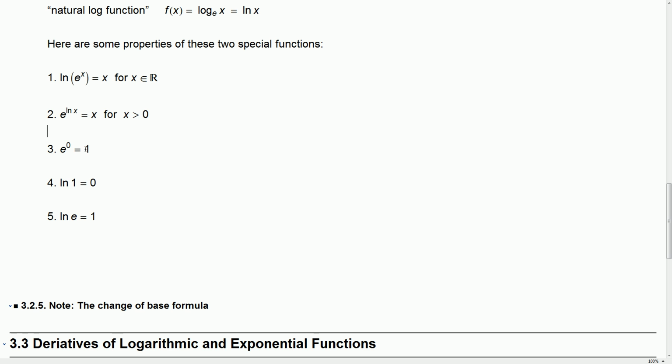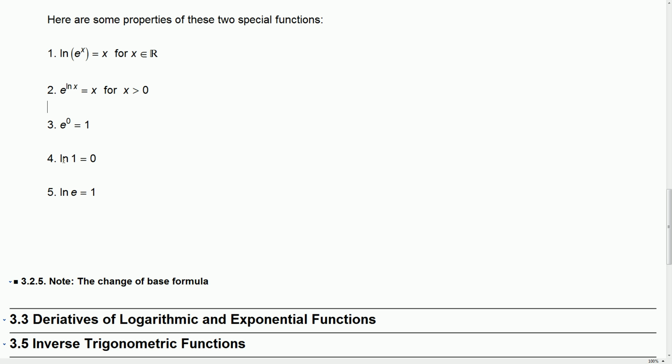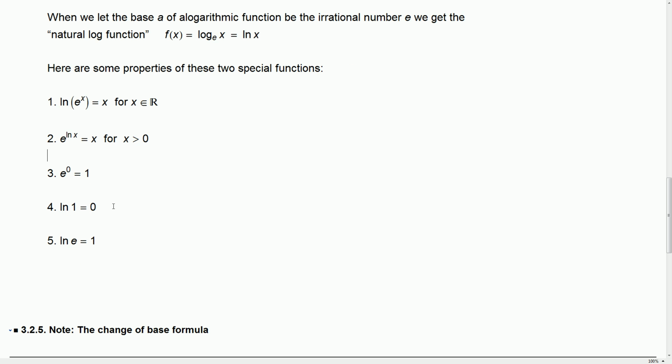E to the 0 is 1, and that's because any non-zero number raised to the 0 is 1. Natural log of 1 is 0, and natural log of e is 1. So those are some special properties that you'll need to remember.